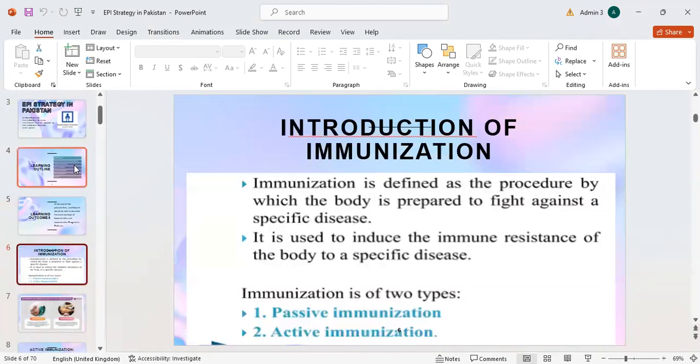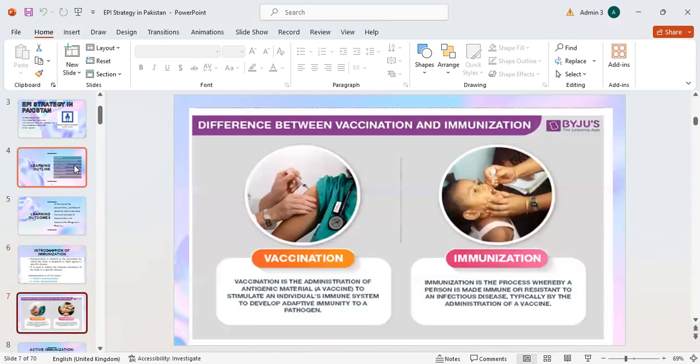Pakistan. Introduction of immunization. Immunization is defined as a procedure by which the body is prepared to fight against a specific disease. It is used to induce the immune resistance of the body to a specific disease. Immunization is of two types: number one, passive immunization, and active immunization.